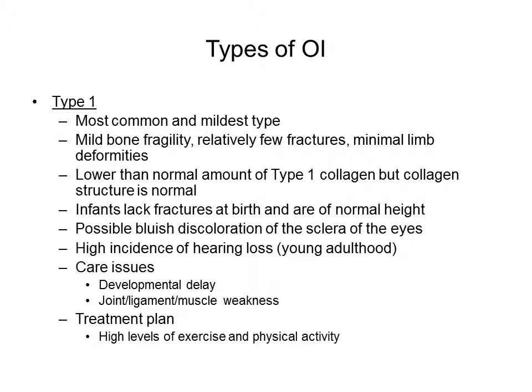They also may have joint muscle weakness, ligament weakness, and so for type 1, they say high levels of exercise and physical activity are good, as long as they're being safe. Certainly somebody with OI probably would not be doing full contact sports, but doing some of that weight-bearing activities, like stair stepping and weightlifting and some of those kinds of things, and staying physically active is important.